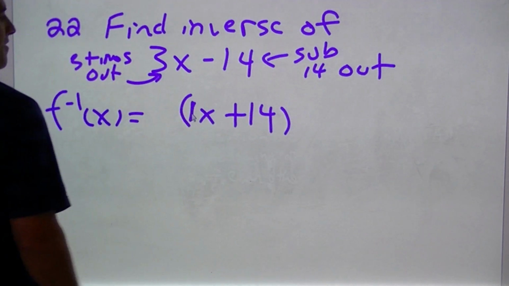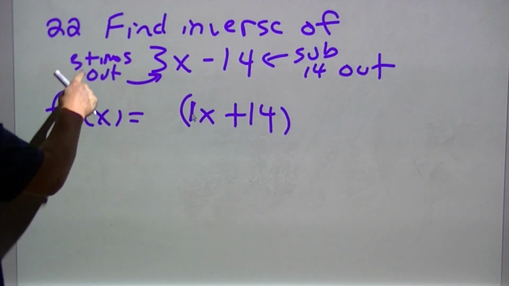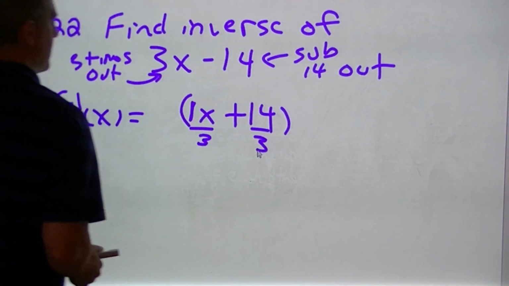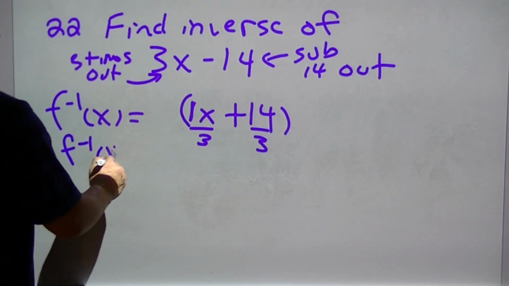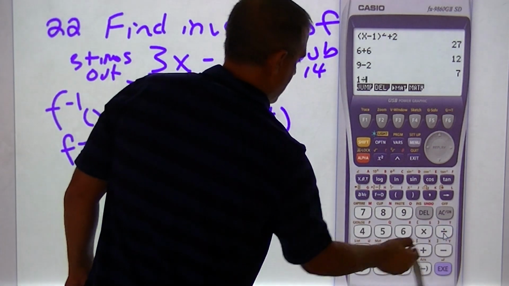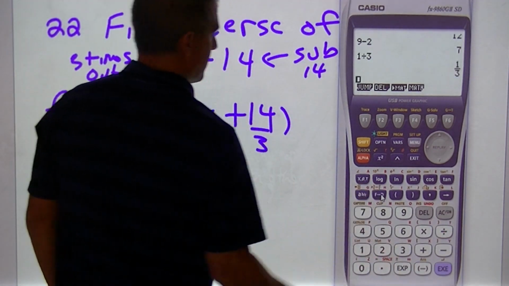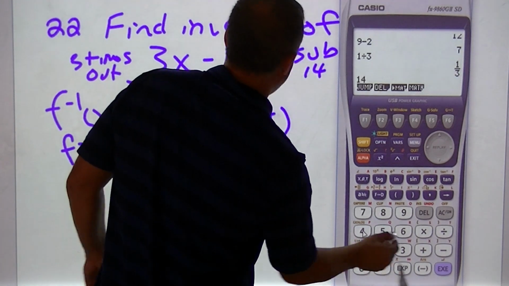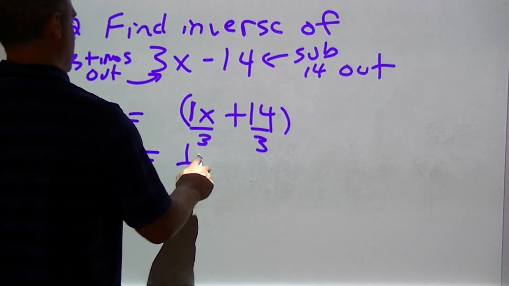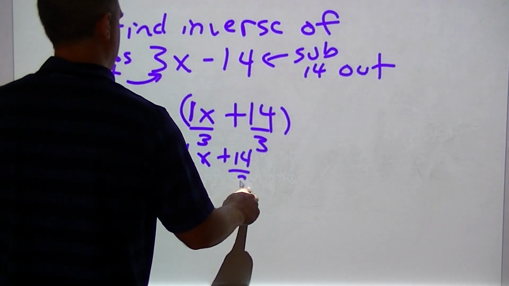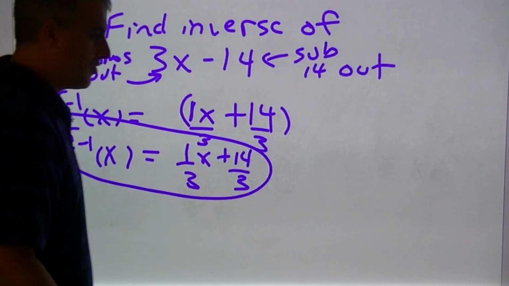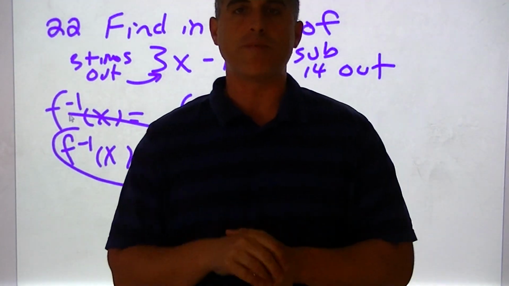Now I'm going to go ahead and put a 1 here for arithmetic purposes. 3 times the outside would be 3 divided by the inside. Now what I'm going to have to do is reduce that. So very simply 1 divided by 3. If you hit that, you get 1/3. 14 divided by 3, it's 14/3. So 1/3 x plus 14/3, that would be your inverse. So if you just practice that stuff up for that sample test, you should be fine.